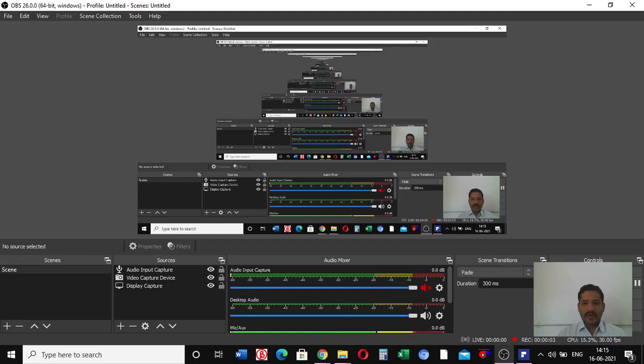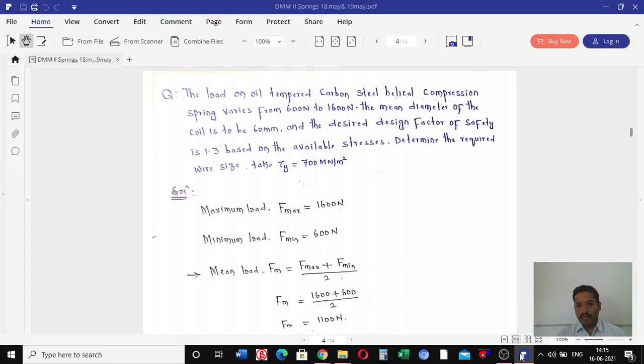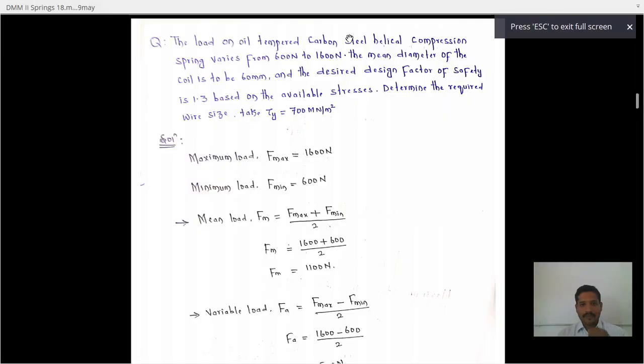So today in the session we are going to learn the 13th problem on the helical compression spring. First of all, I will read the question. The load on an oil tempered carbon steel helical compression spring varies from 600 to 1600 Newton. This means that the maximum compressive force acting on the helical spring is 1600 Newton and the minimum compressive load, 600 Newton, is acting on the helical compression spring.